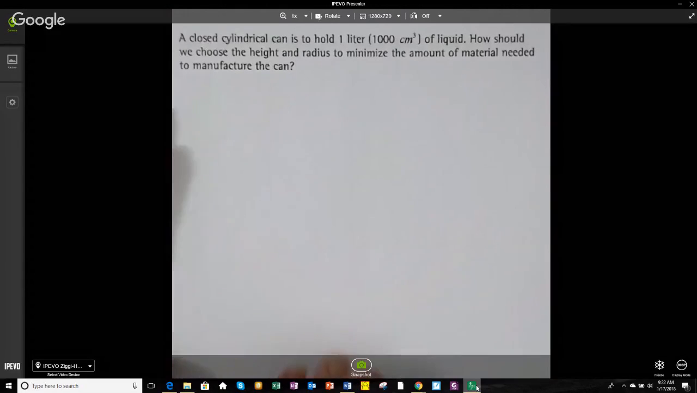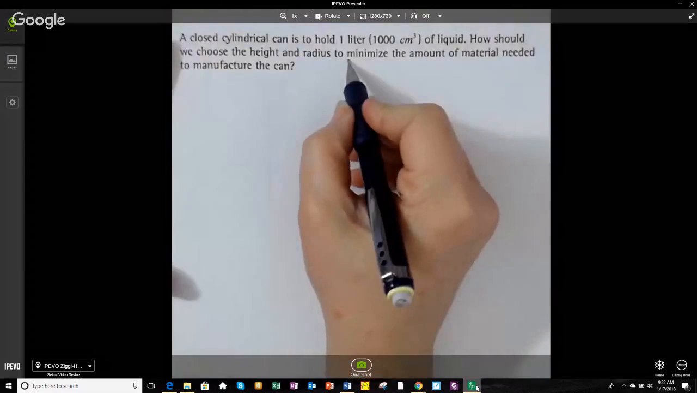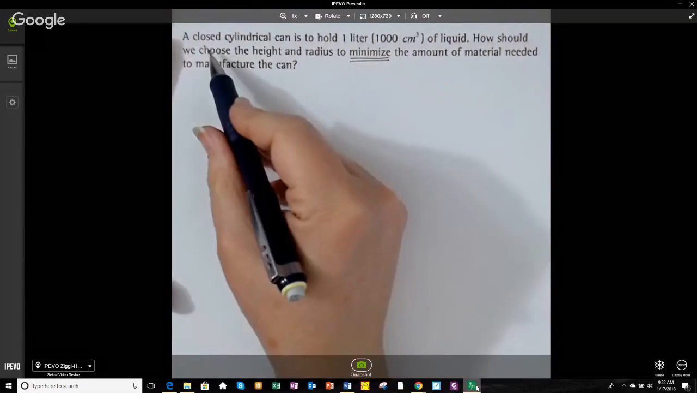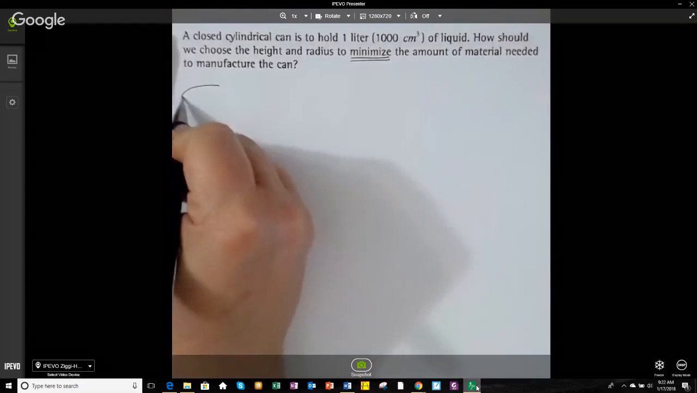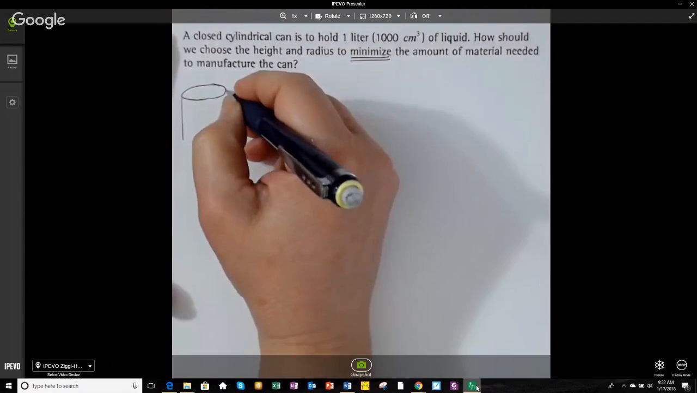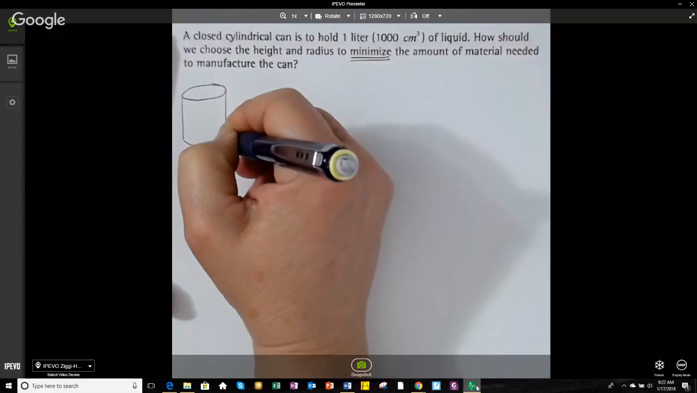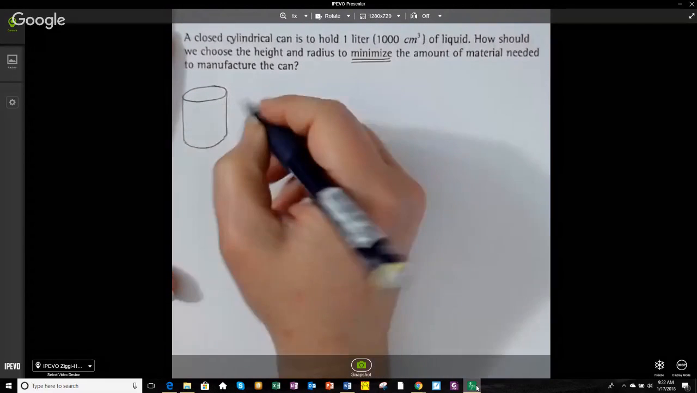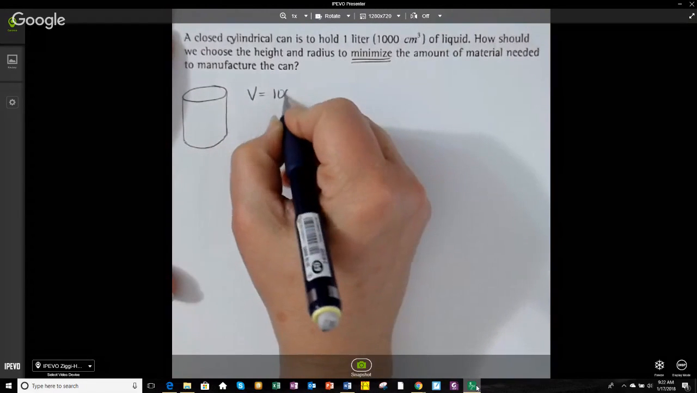Here's another cool real life situation. And this is a closed cylindrical can is to hold 1 liter or 1,000 cubic centimeters of liquid, which is a volume. How should we choose the height and radius to minimize the amount of material needed to manufacture the can? So we're going to minimize something now instead of maximize it. So what are they telling us here? They're saying a closed cylindrical can. So here's my closed cylindrical can. Okay, there it is. It has a volume of 1,000 cubic centimeters.